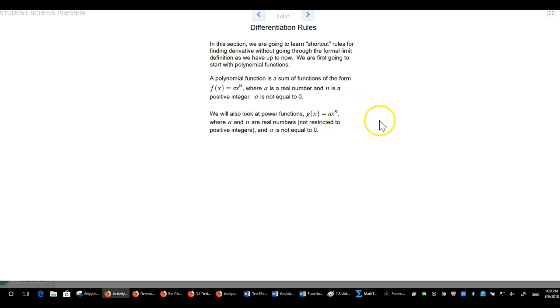So we're going to start with power functions. And if you remember, power functions are of the form like g of x here, ax to the n, where a and n are any real numbers. And a certain type of power function is a polynomial function. Polynomial functions are the sum of these power functions, but restricted to positive integer powers on x. So you should be real familiar with polynomial functions. Power functions aren't quite as covered as much.